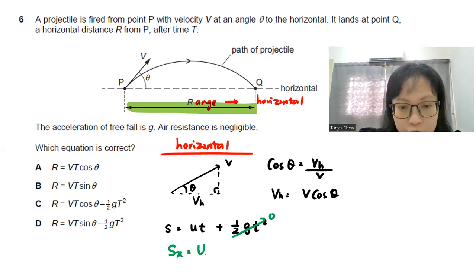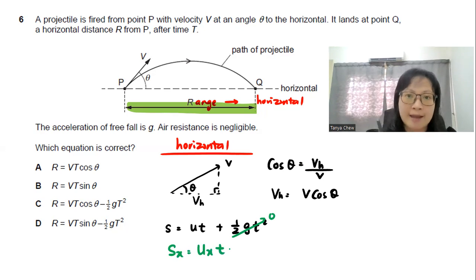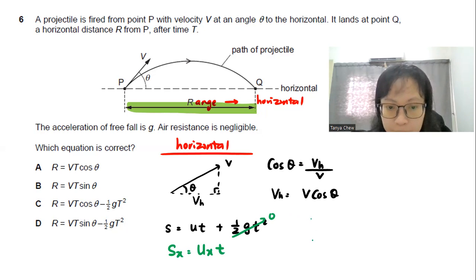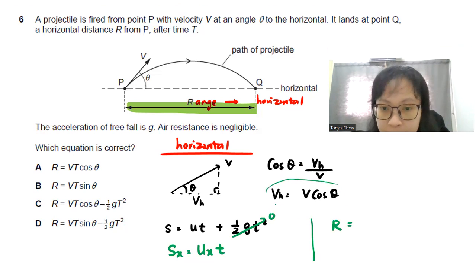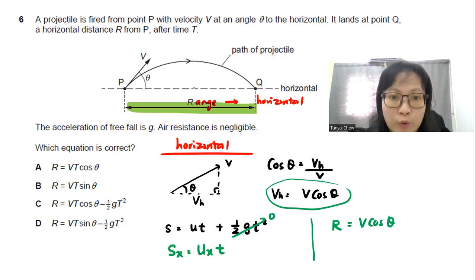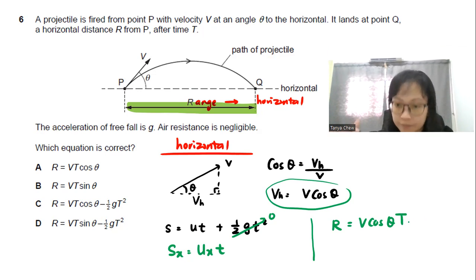Sx is equal to uxt. I put x to represent the horizontal direction. Sx I will replace with r, that's the range. Ux is v in the horizontal direction, V cos theta, times the time taken, which is t. So Vt cos theta, or V cos theta t. The answer is A.